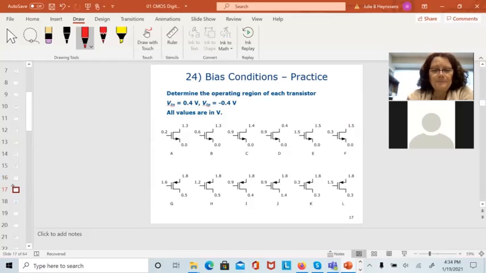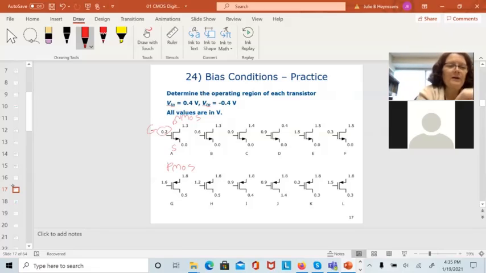All right, we want to determine the operating region. What have I got here? This is the gate, this is the source, this is the drain. It is NMOS because of the outgoing arrow. All this row is NMOS, and all this row is PMOS because I have an ingoing arrow.